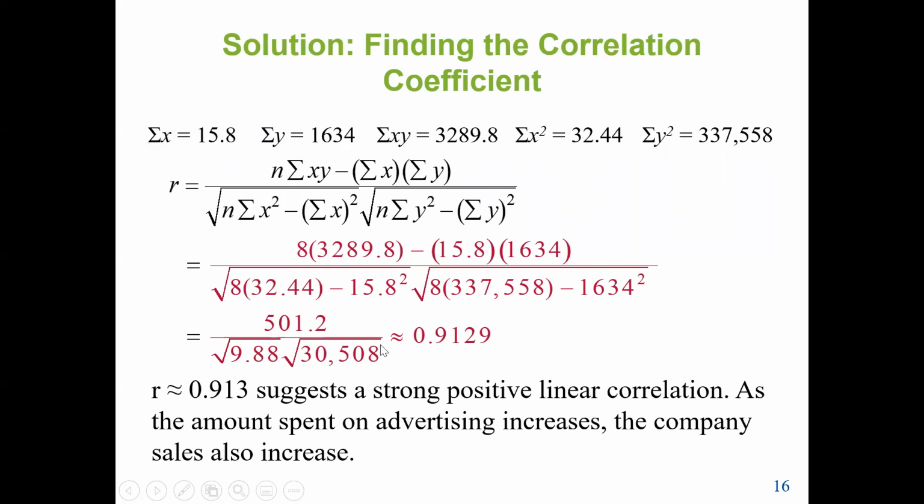So if the company spends more money on advertisement, they are going to generate more revenue, or their sales will increase. So here we say that 0.93 suggests a strong positive linear correlation. As the amount spent on advertising increases, the company's sales also increase.